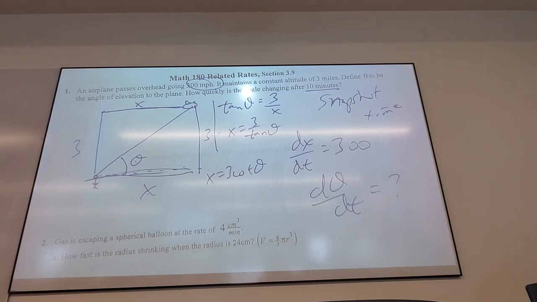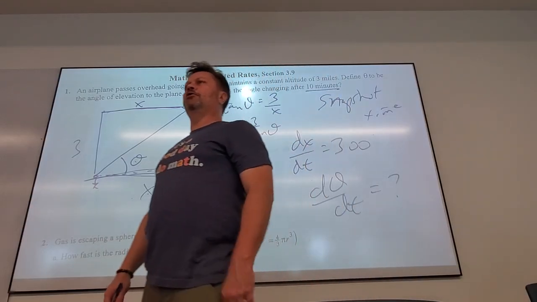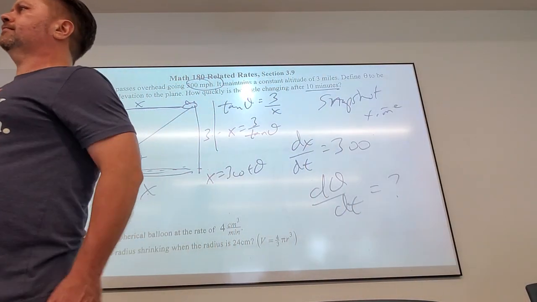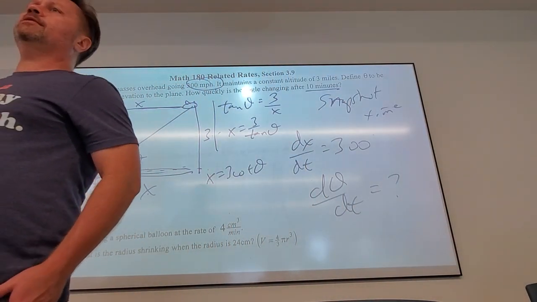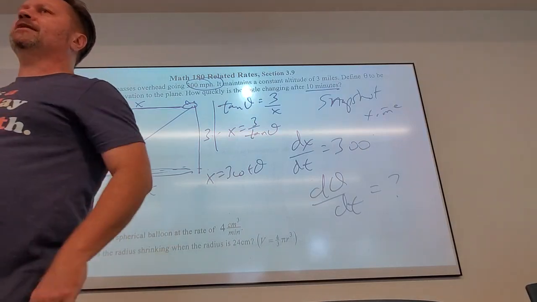Is that cool? I didn't want my x to be in the bottom. I don't want to deal with that. You guys see what I'm saying? We're going to do implicit anyway. I might as well get my letters in a good spot. And I don't want a letter on the bottom because I don't want to deal with that.